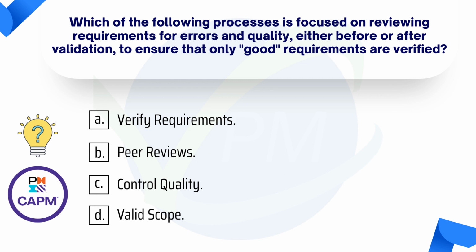Okay, so next question. Which of the following processes is focused on reviewing requirements for errors and quality, either before or after validation to ensure that only good requirements are verified? So is it A, verify requirements, B, peer reviews, C, control quality, or D, validate scope?